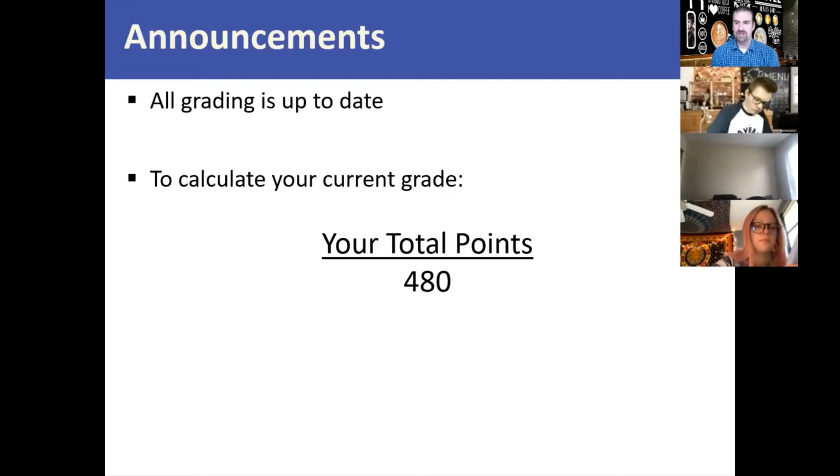So if you want to calculate your current grade after lecture, simply take your total points earned divided by 480. Again, you can do this at any point during the class, regardless of where we're at. Just take your total points earned over the total points in the class.